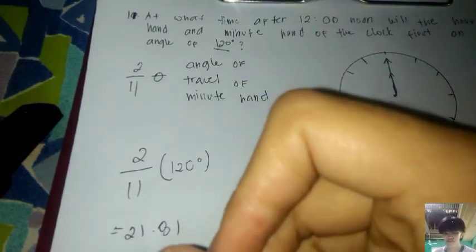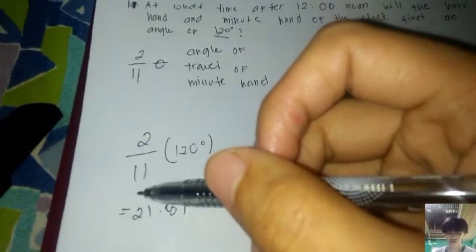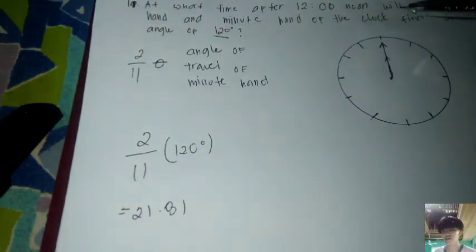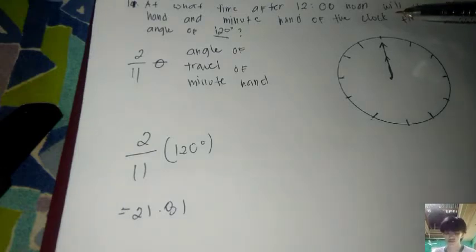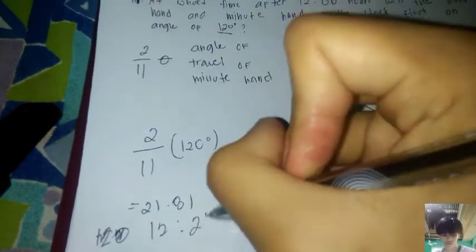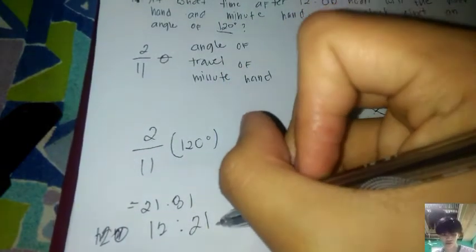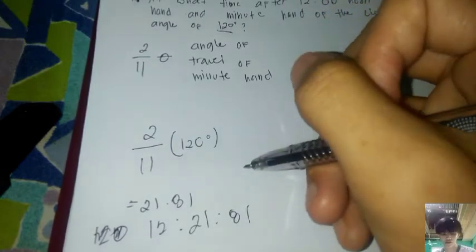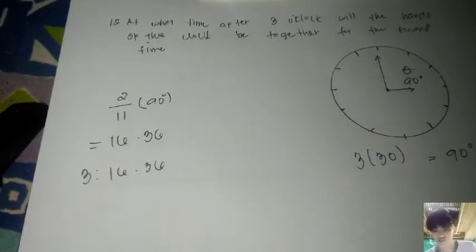So when solving this, we have to use the scientific calculator. So we can solve, so the answer is 21.81. So let's add the 12, 21 minutes and 81 seconds. So that's the answer. At number 12, we have, at what time after 3 o'clock will the hands of the clock be together for the second time?